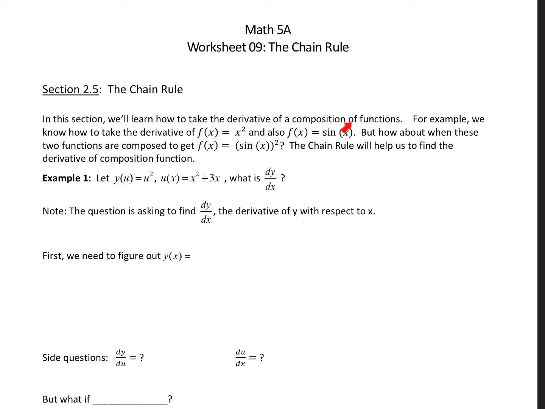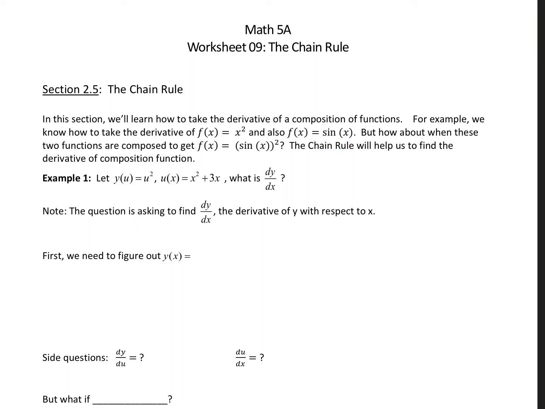Composition of functions means you are putting two functions together to create a new function. For example, we know how to take the derivative of x squared. We know how to do that. That's just 2x. And then we know how to take the derivative of sine x. We just talked about that last section, which is just cosine x.